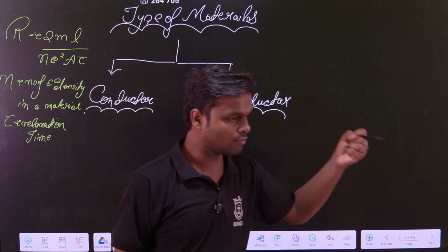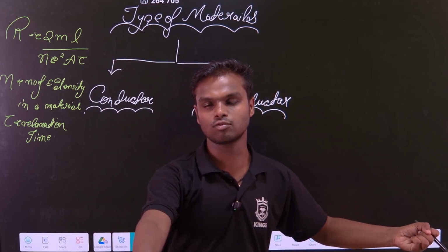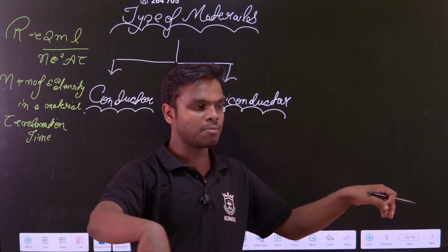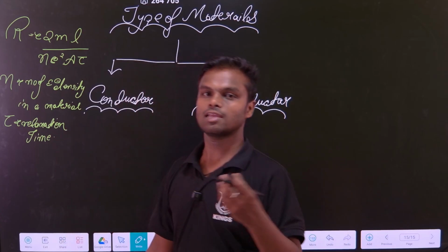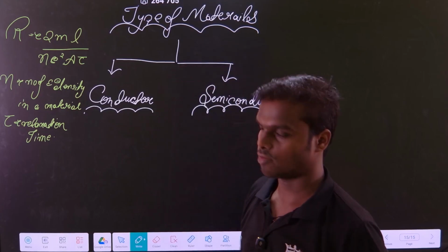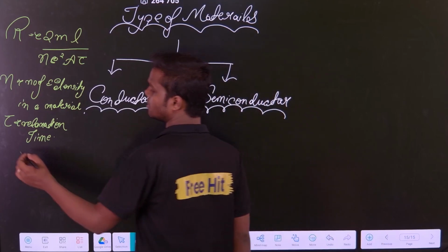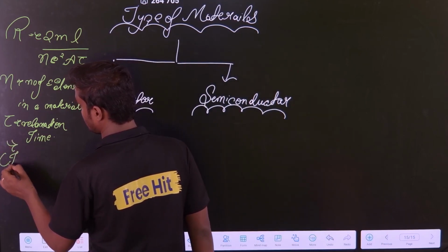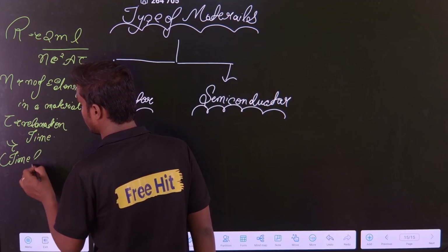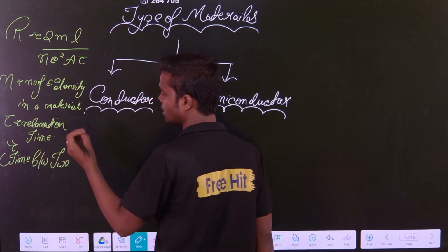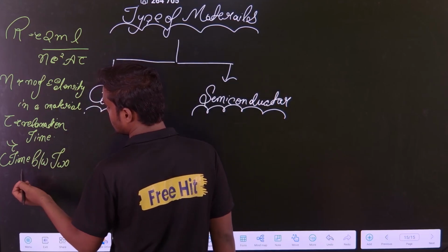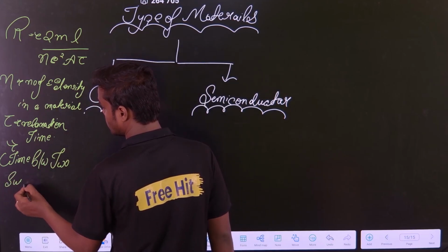For example, one collision happens here and another collision happens here. So there will be some time gap. That time gap is called the relaxation time. It is the time between two successive collisions. That is a better understanding of relaxation time: the time between two successive collisions.